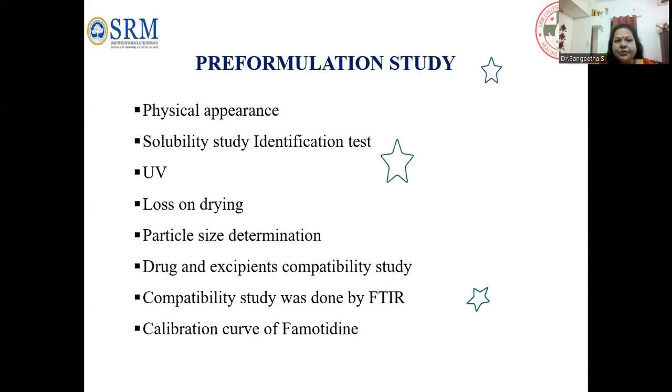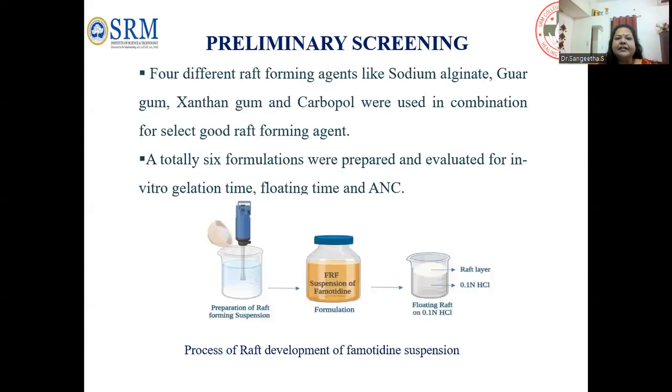To initiate this study, we started with the pre-formulation studies, where we checked the physical appearance of the drug, the solubility study and the identification tests of the drug. Then, of course, UV spectrophotometer studies, the lambda max, the loss on drying, and the particle size determination were done. The drug and excipient compatibility studies were done, and the compatibility study was also done through FTIR. Then the calibration curve of famotidine was also developed.